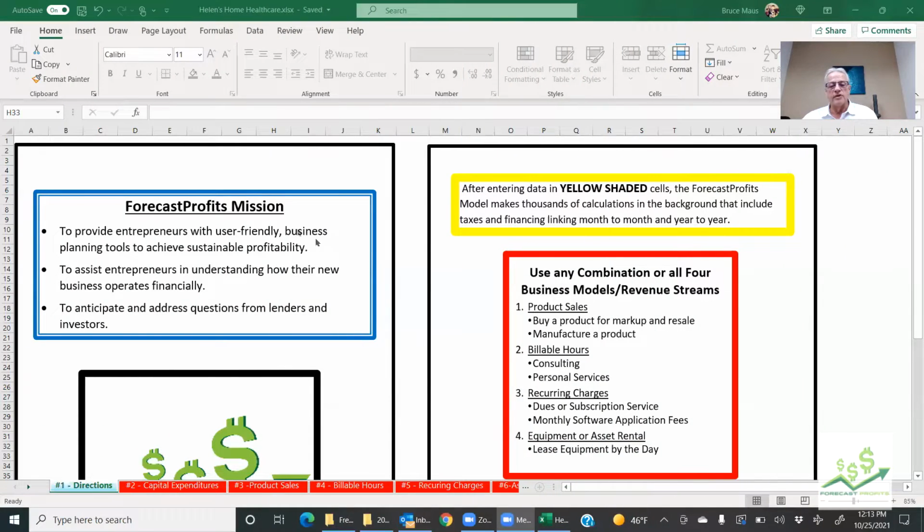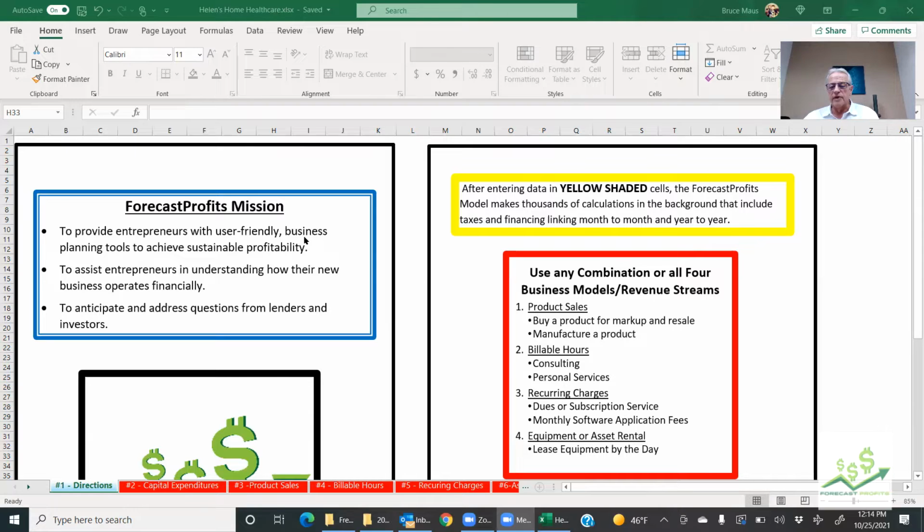The following is a brief overview as to how Forecast Profits works. I'm going to share my screen with you so you can follow along. Our mission was to create a user-friendly business tool. You don't have to be a CPA or have been a business major to understand and operate how to create sophisticated financial forecasted statements. We want to assist you in understanding how your business operates financially and be able to anticipate tough questions from lenders and investors.